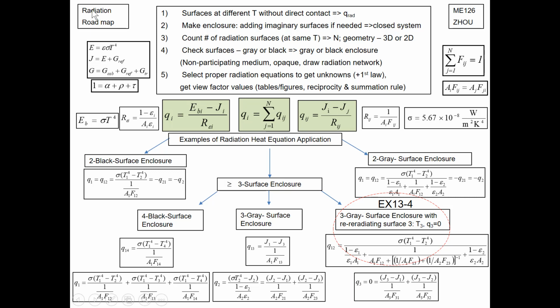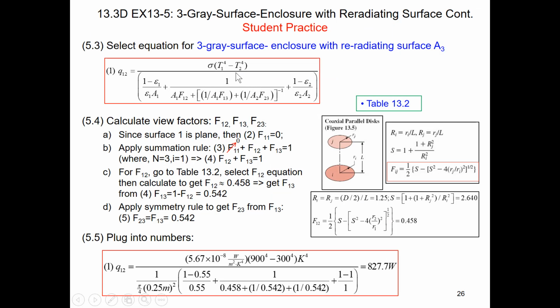Next, we go to re-radiating roadmap, check the enclosure categories. For our case, this is our enclosure category. This is the equation we select. For the rest of the work, based upon the equation selected, you find out the view factor, then plug into numbers. For the radiation heat rate, it is left to students' practice.